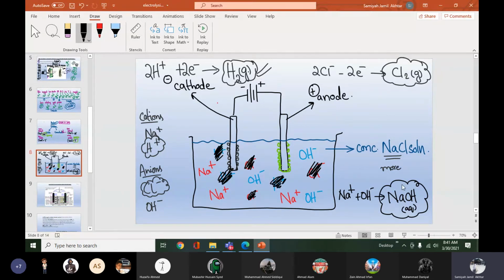From now on, you have to know the tests for these products also. The tests can also come, and they come mostly in the questions after the electrolysis. They will ask what is the test for the gas coming out from the cathode, and what is the test for the gas coming out from the anode.